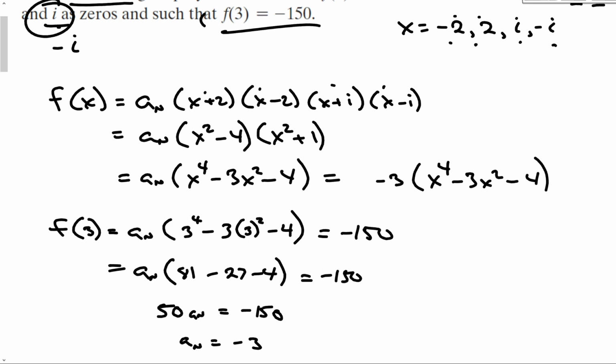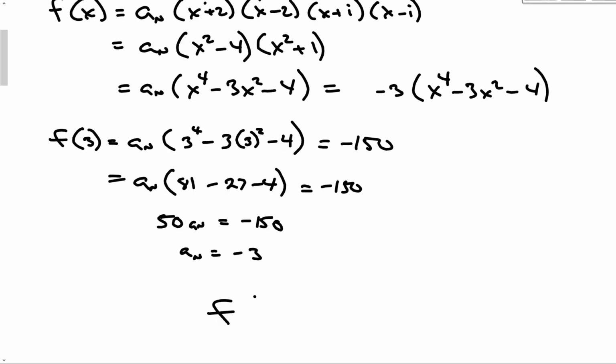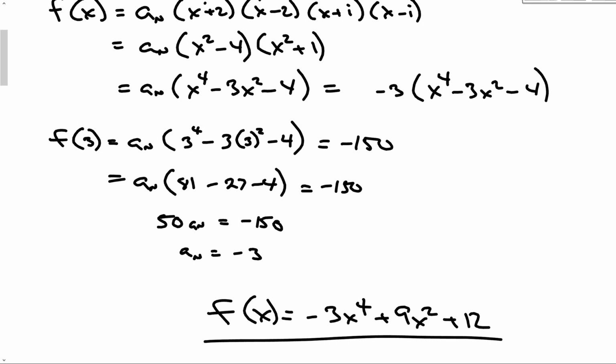But that's not in standard form yet. I actually have to distribute the -3. So we get that my polynomial function, that f of x is going to be equal to -3x to the 4th plus 9x squared plus 12. And there's a polynomial function that has 4 zeros, -2, +2, -i, +i, and where f of 3 is equal to -150.